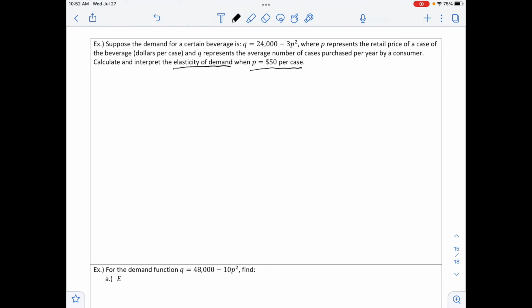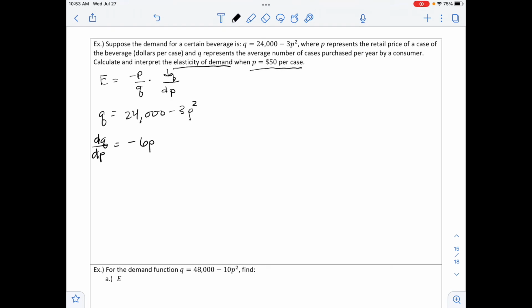So in order to find our elasticity of demand, I'm going to go ahead and write down that formula that we have given up above. E is equal to negative p over q times dq dp. And so we know what q is. q is given, and q is equal to 24,000 minus 3p squared. And we can easily find dq dp by taking the derivative, and we arrive at negative 6p.